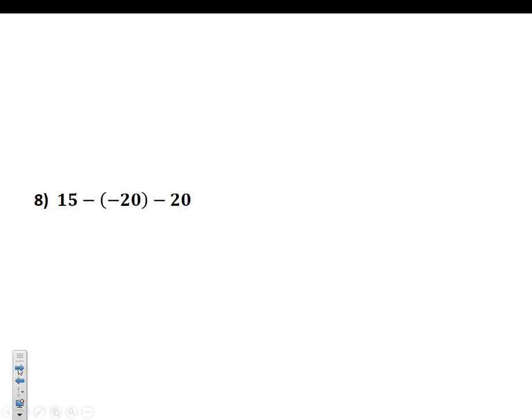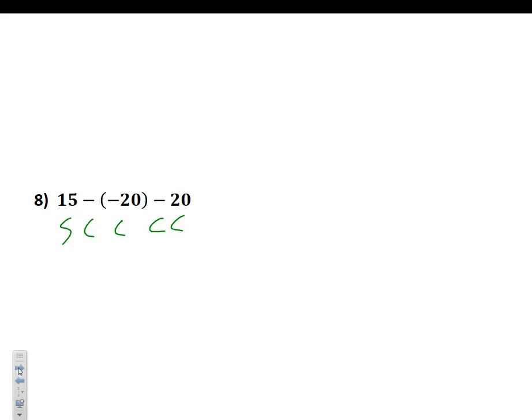Example number 8, 15 minus a negative 20 minus 20. So pretty darn similar to what we just did. And we're going to change to addition by the inverse using same change. And then we see another subtraction, so it's change. Every time there's subtraction, we change it to addition by the inverse or opposite.